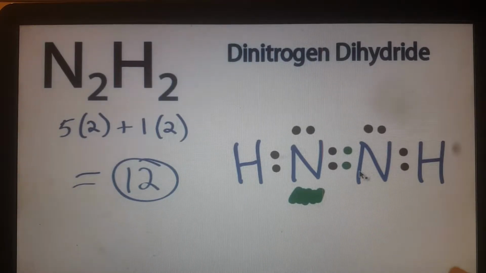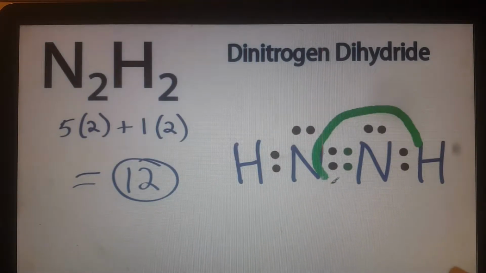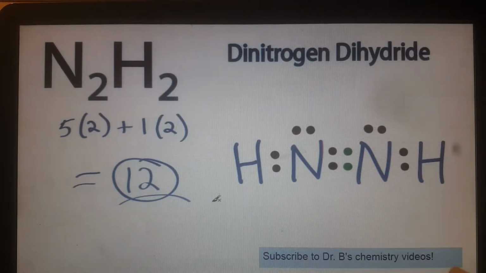So we're still using 12 total valence electrons, but now this nitrogen has 8, and this nitrogen has 8. So we've used all 12 valence electrons that we started with, and everything has full outer shells. So this is the Lewis structure for N2H2.